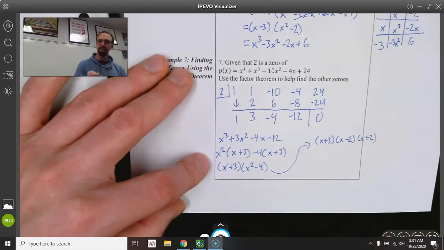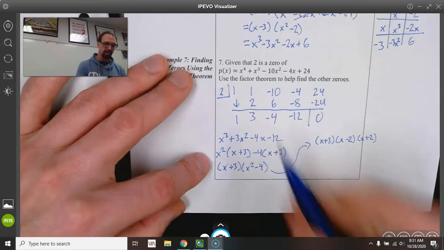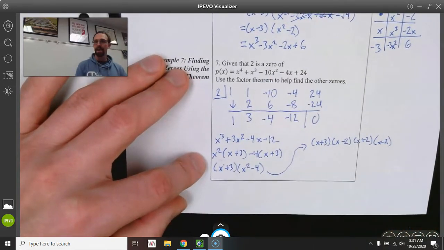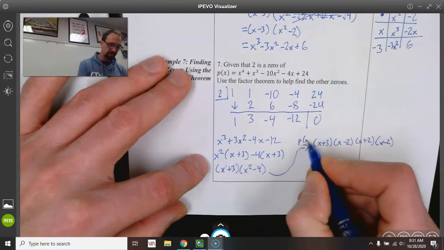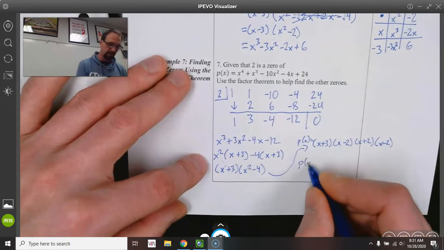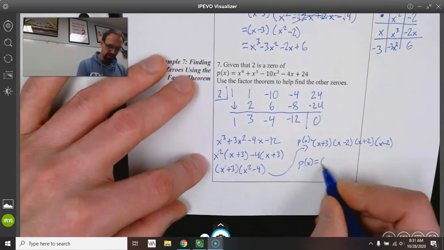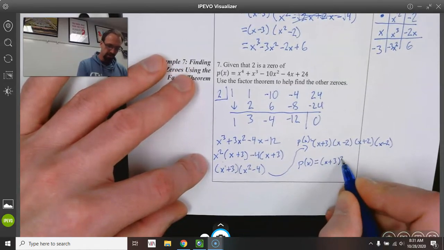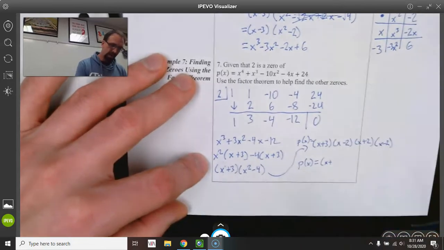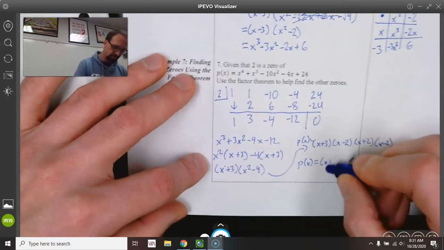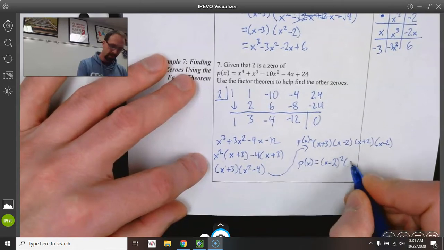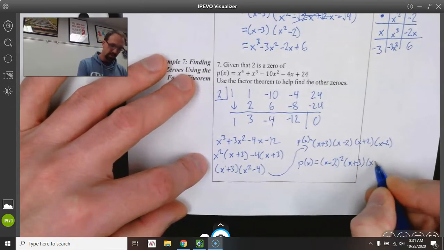A lot of students will miss this. I gave you a 0 in the very beginning. That's another one. 2 is a 0, so that means it was x minus 2. So now that I have this polynomial, p of x, we found our other zeros. This polynomial, if I was to rewrite it, I would rewrite it as x minus 2 quantity squared times x plus 3 times x plus 2.